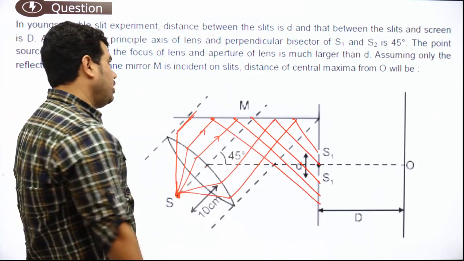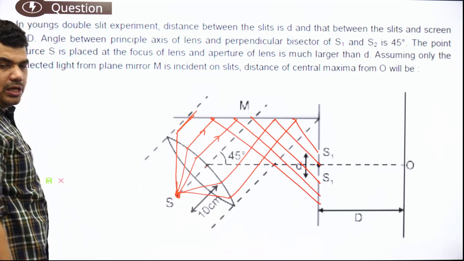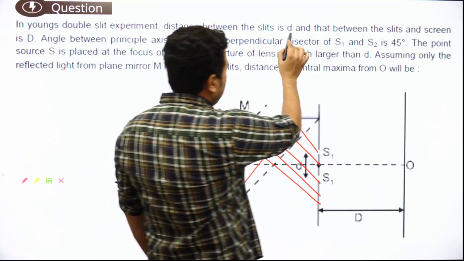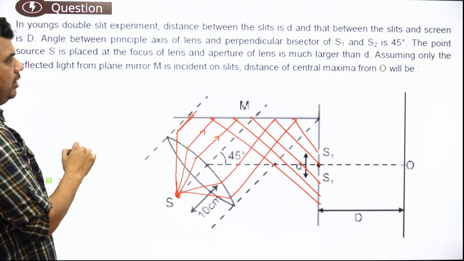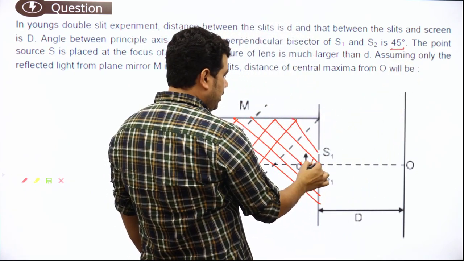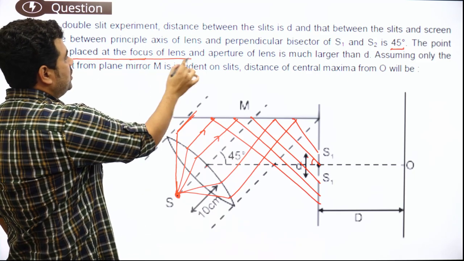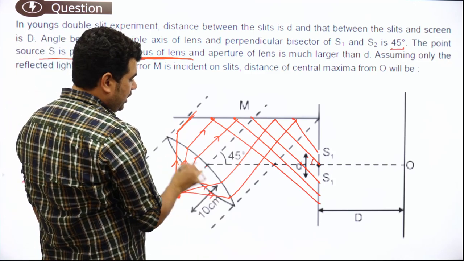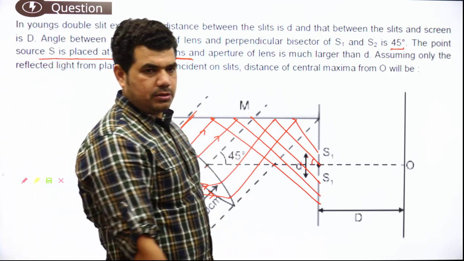Okay. Now what do you have to find? See here. In Young's double slit experiment, the distance between the slits is d, that between the slits and the screen is capital D, as shown here. And S1 and S2 make 45 degree. How much will this angle be, children? 45 degree. The point source S is placed at the focus of the lens. See, the focus of the lens. It is at the focus. After the refraction from the lens, they all will be parallel. Got it? Very nice. Okay.